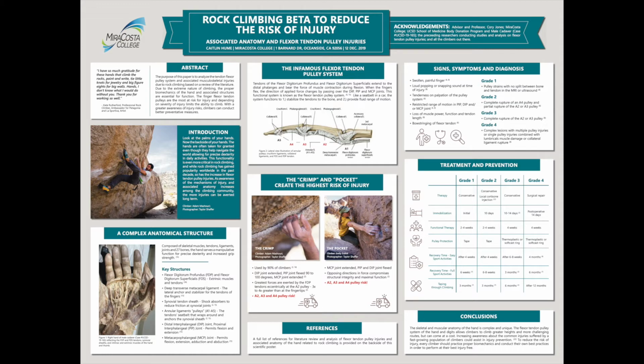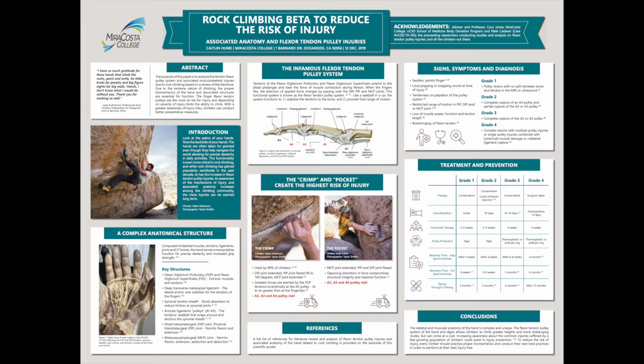Now, if we look in the lower left-hand corner of the poster, we'll see that the hand is a complex anatomical structure. It is composed of skeletal muscles, tendons, ligaments, joints, and 27 bones. To better understand the flexor tendon pulley system, there are several key structures to highlight.